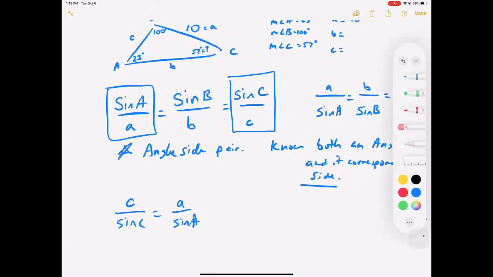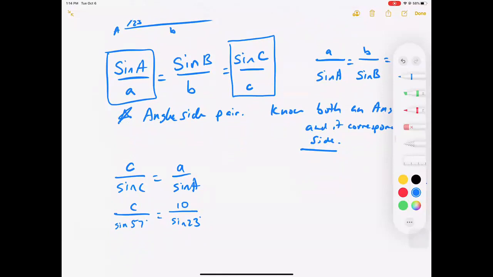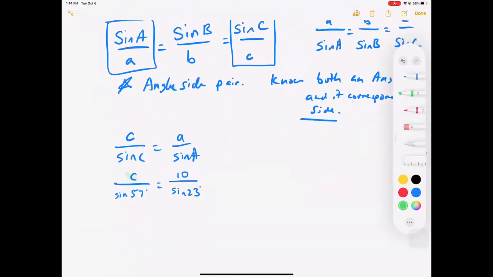Do we know side C? No, we don't. Do we know angle C? Yes, we do. Do we know side A? Yes, we do. Do we know angle A? Yes, we do. So if you look at what I did here, I ended up plugging in everything that we knew and what we didn't know. And it turns out we only have one variable left.